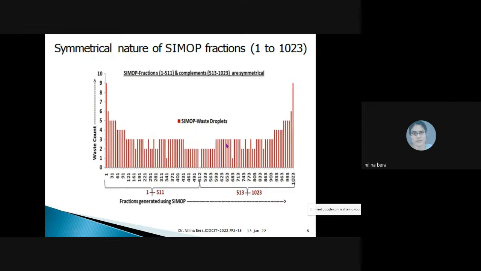Now, the symmetrical nature of CMOP. Suppose I am taking 10 steps for CMOP. 10 steps means the total number of fractions, the denominator, is 2 to the power 10, that means 1024.